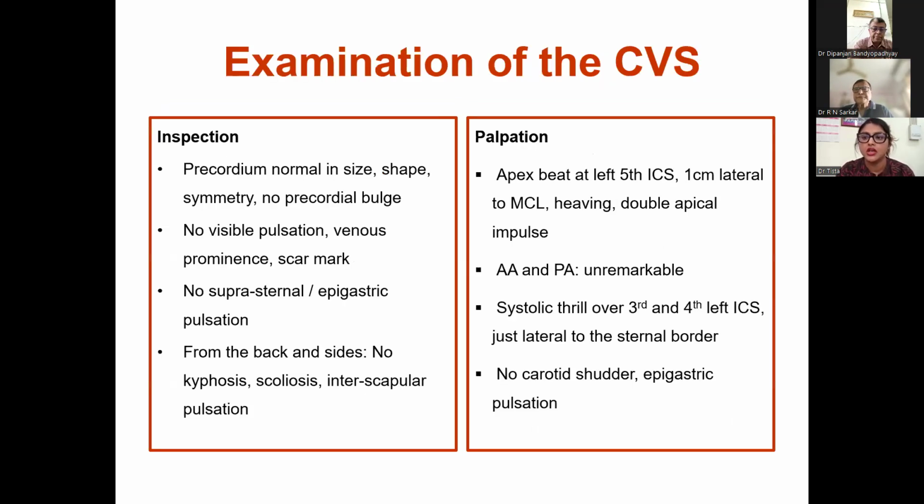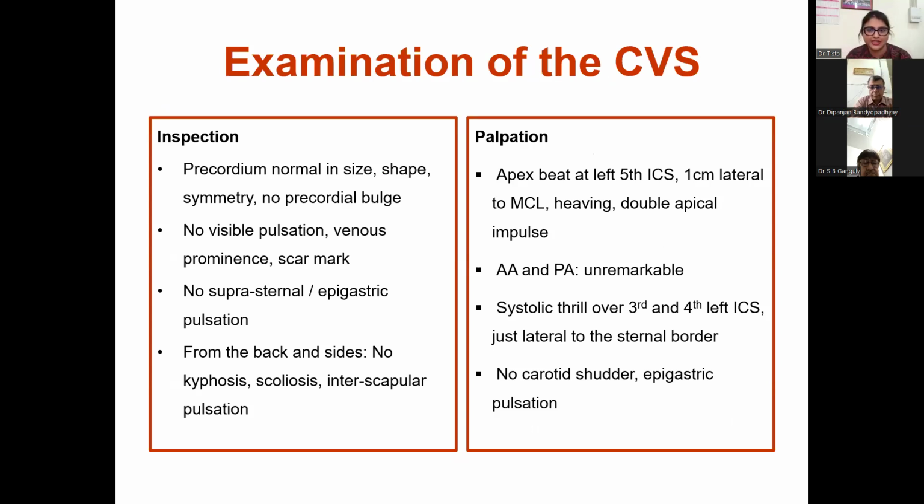Yes. So now coming to the examination of the cardiovascular system. On inspection, the precordium is normal in size, shape, symmetry, no precordial bulge. There is no visible pulsation, venous prominence, scar mark, no suprasternal or epigastric pulsation. There is no kyphoscoliosis seen. On palpation, the apex beat is at left fifth intercostal space, 1 centimeter to mid-clavicular line, heaving in character with double apical impulse. Aortic area and pulmonary area are unremarkable. There is a systolic thrill felt over third and fourth left intercostal space, just lateral to the sternal border, no carotid shudder and epigastric pulsation.